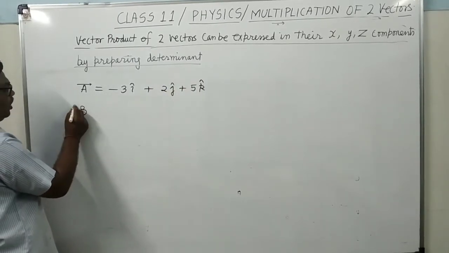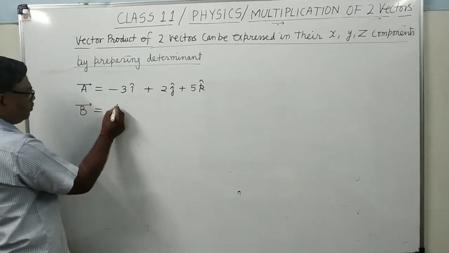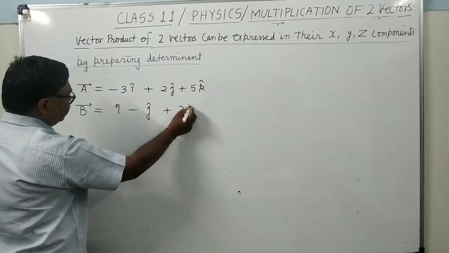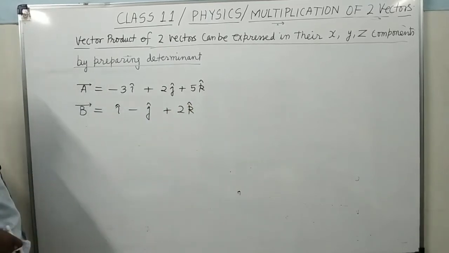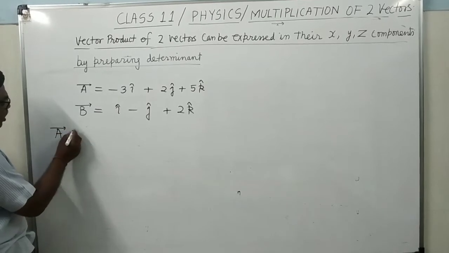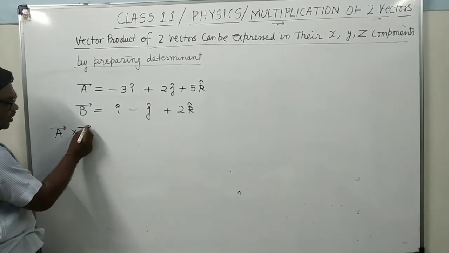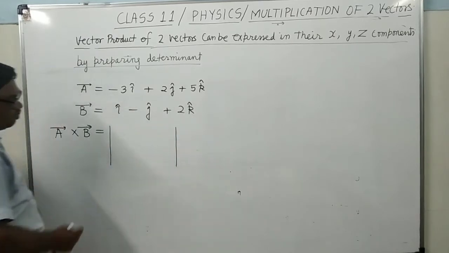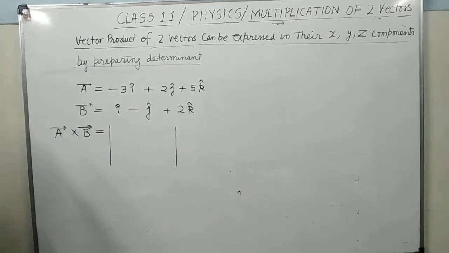Then vector B is i minus j plus 2k. It's clear. And you have to find vector A cross vector B. So first we prepare a determinant corresponding to this. It is clear. Now you see it.